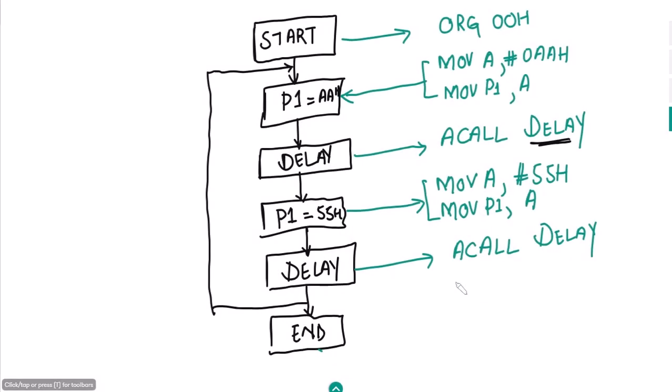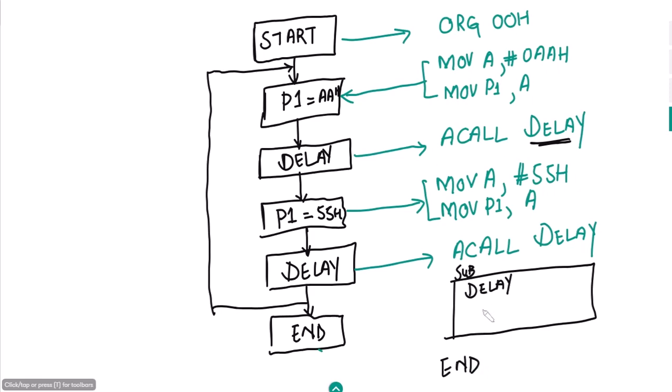I have to represent or write the whole program for the subroutine which is for the delay. Okay, and then we will end it. This will be done like this. So that is basically the structure of the program which we are going to follow. So let us move to Keil and do the necessary things.